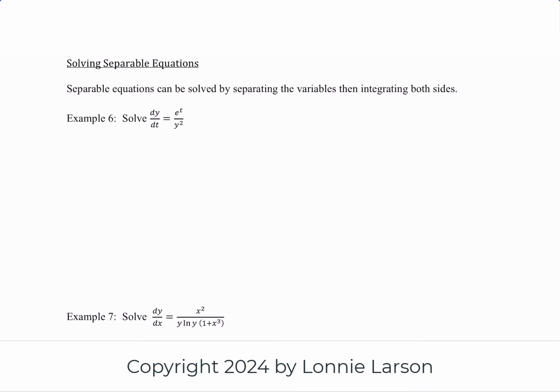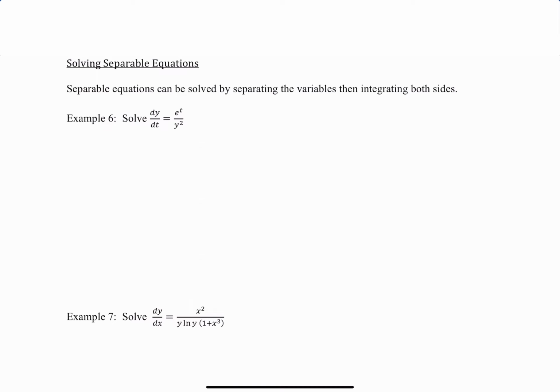Separable equations can be solved by separating the variables and then integrating both sides. For example, let's solve dy/dt equals e to the t over y squared. I'll multiply both sides by dt to get dy equals e to the t over y squared dt.